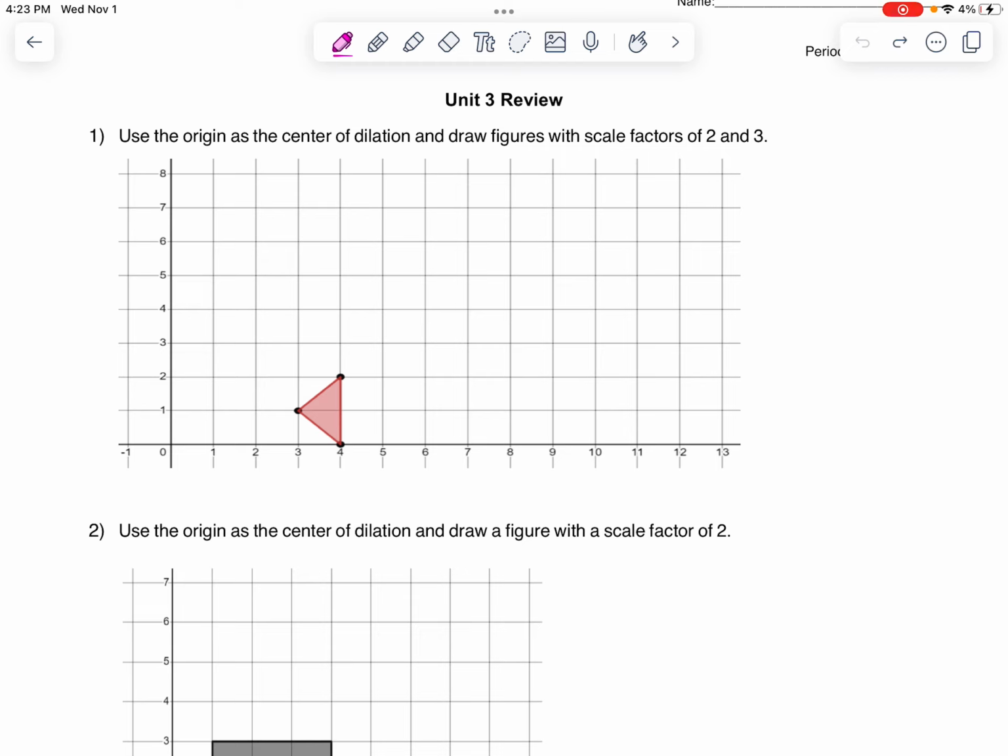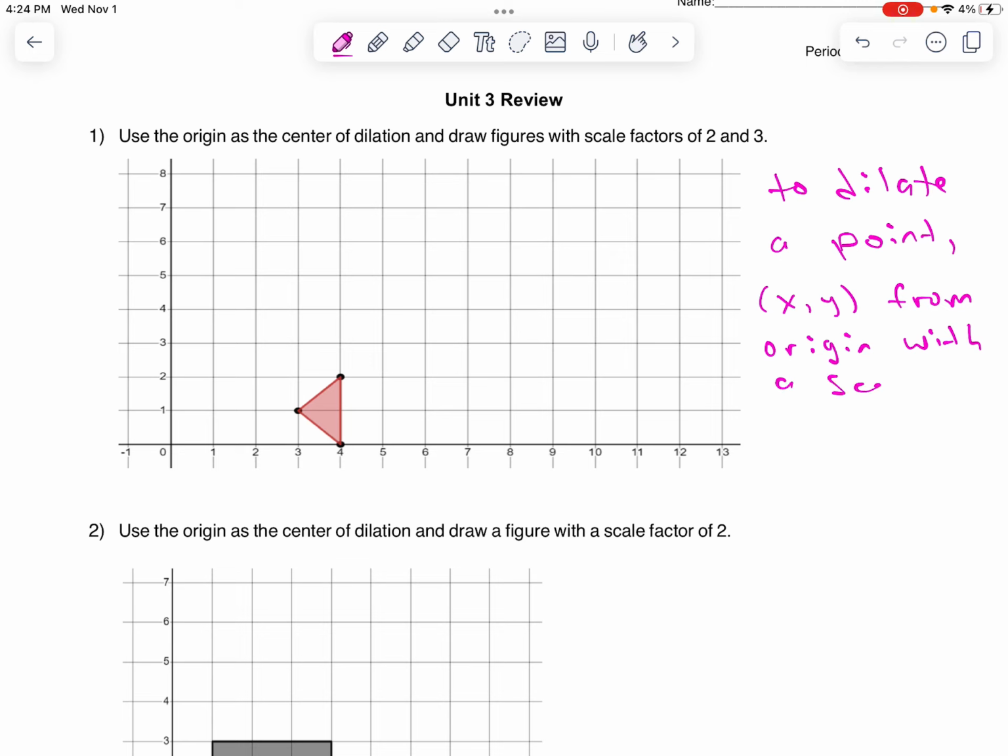Now, one thing to keep in mind, and I would write this down on your copy of this Unit 3 review, is this: if you want to dilate a point, and we're going to call the point x comma y, from the origin with a scale factor of k, then your point x comma y becomes kx comma ky. Now, what the heck does this mean?